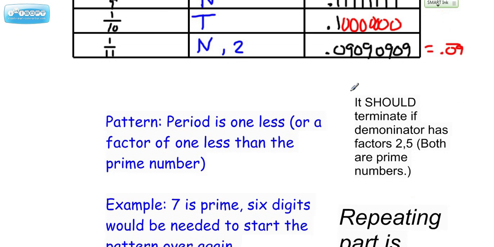Now here's a little factoid you should know. It's going to terminate if the denominator has only factors of 2 and 5. So just to give you an example, if we had the denominator of 30, that has factors of 2 and 5, so that would terminate.